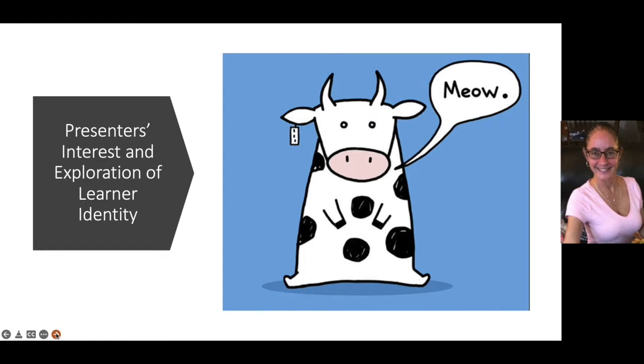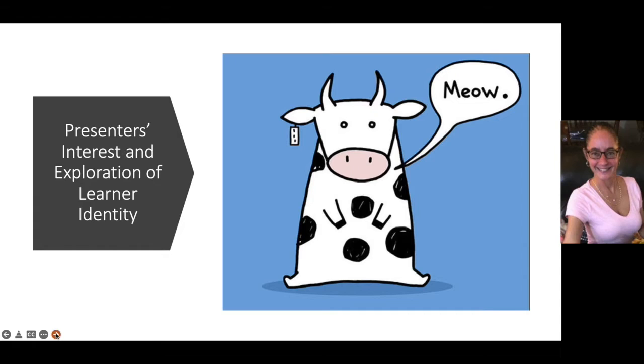So the presenters here have an interest in the exploration of learner identity, because oftentimes, right, we have the image here, we have a cow, but it speaks cat or kitten. So oftentimes what we see on the outside isn't really what is on the inside, linguistically, but also sociolinguistically, as who the person is and how do they identify themselves.